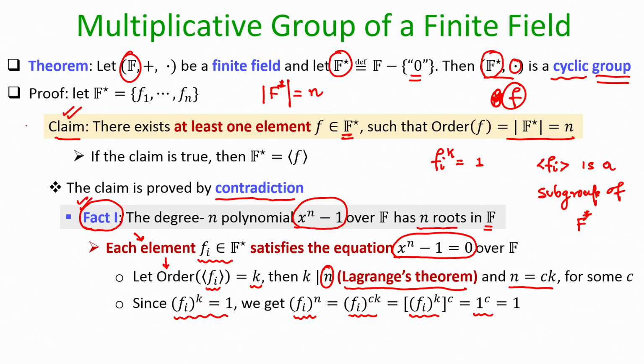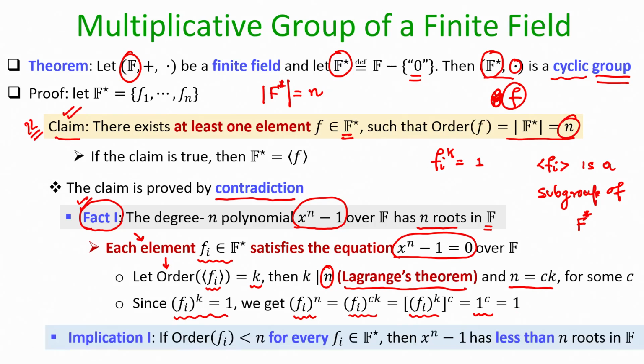Now, coming back to this claim, I want to show that among the elements f_1 to f_n there is at least one element whose order is n. I will show that if the order of none of the elements f_1 to f_n is n, then this polynomial x to the power n minus 1 does not have n roots, but that will contradict fact number 1, because fact number 1 has been proved. I have established fact number 1.